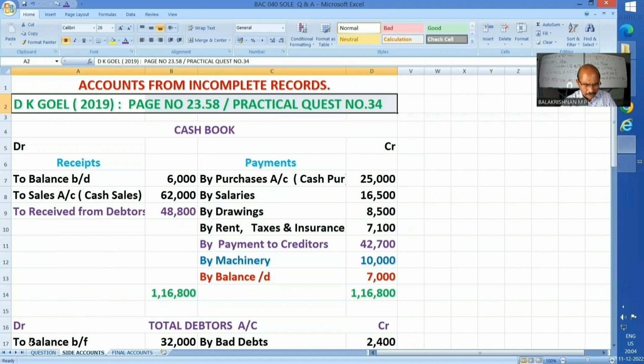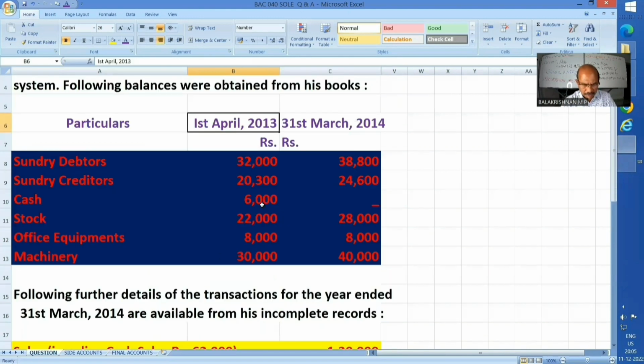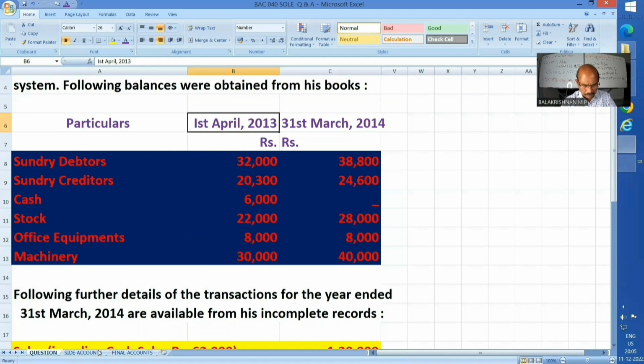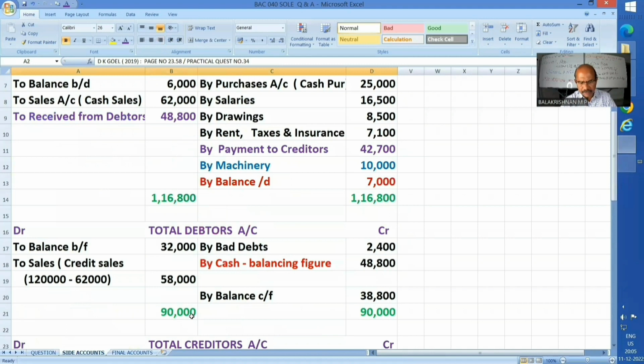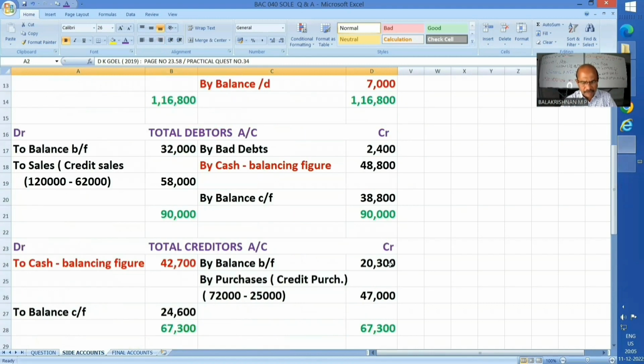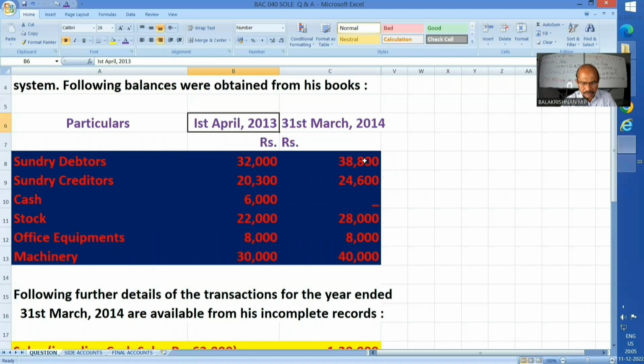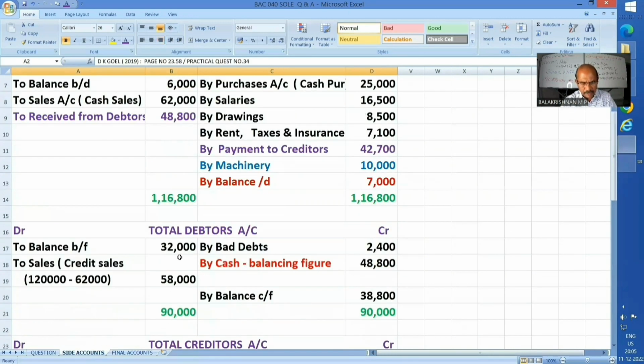Cash book opening balance is 6,000. I've shown it there, right? Total debtors opening balance is 32,000. And creditors opening balance is 20,300. So opening figures have been shown. And wherever closing figures are there, we'll place them as they are. Debtors closing figure 38,800, creditors 24,600. Okay, so that also has been shown properly.